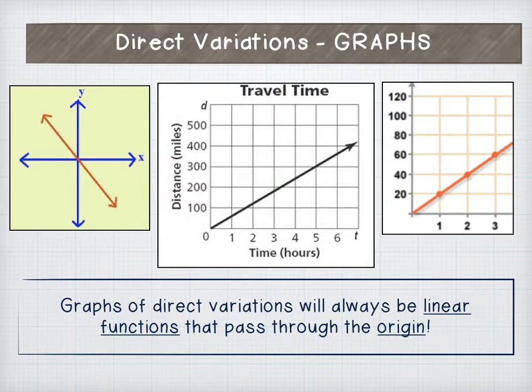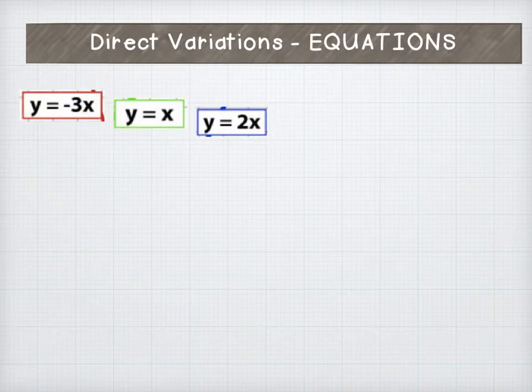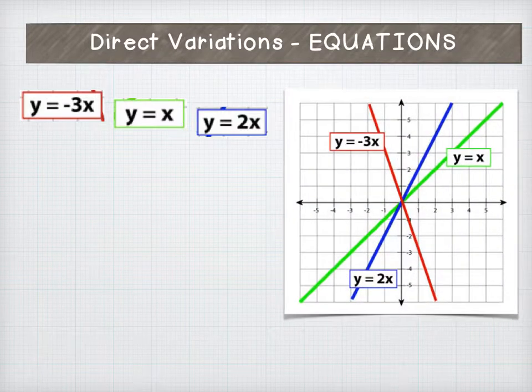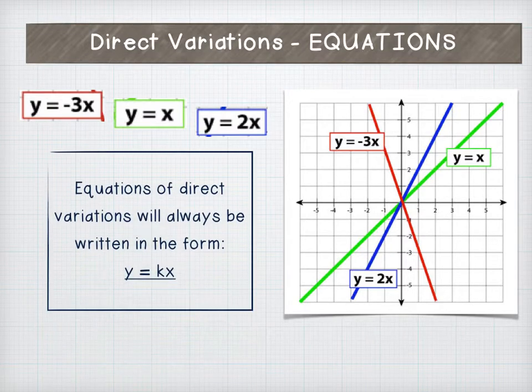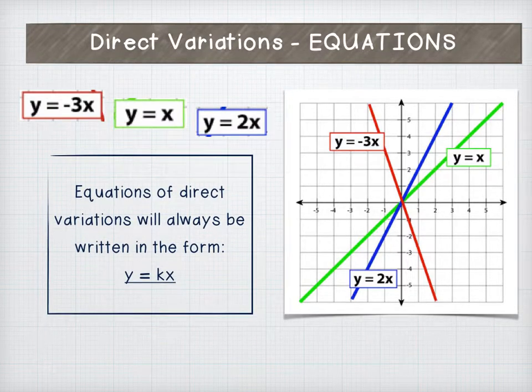Now we'll look at equations. All of these are examples of direct variation equations. And of course, if we graphed them, they would be lines that go through the origin. What do you notice is similar about the 3 equations? It looks like that they will always be written in the form y equals kx, where that k is what we call the constant of variation. Notice there will not be any y-intercept other than the origin.